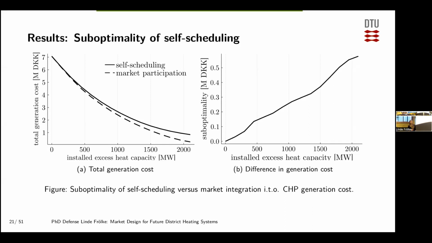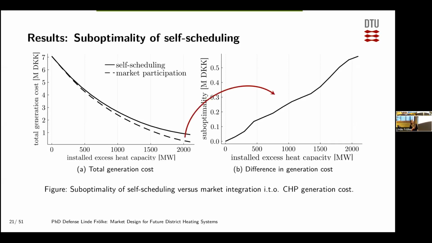Then as a result, we simulate the total generation cost for different capacities of installed excess heat. And we do that for both the self-scheduling and the market participation model. And what can be seen here is that for both models, the total generation cost decreases as we integrate more excess heat. And also we can see that the market participation model always has a lower total generation cost, as expected from this perfect benchmark.